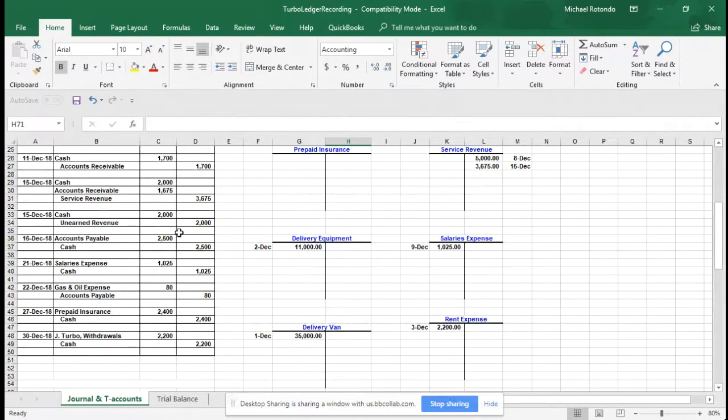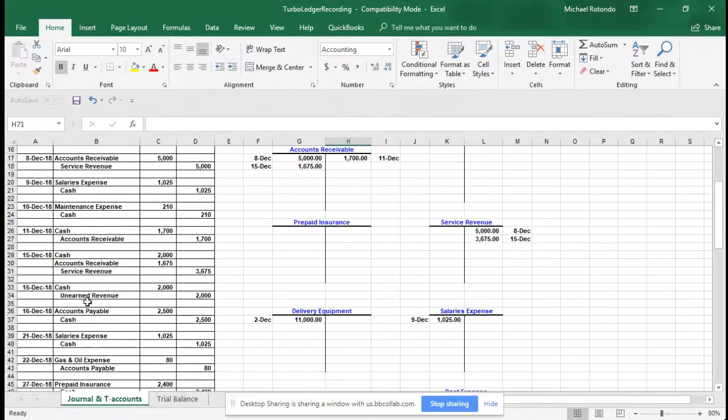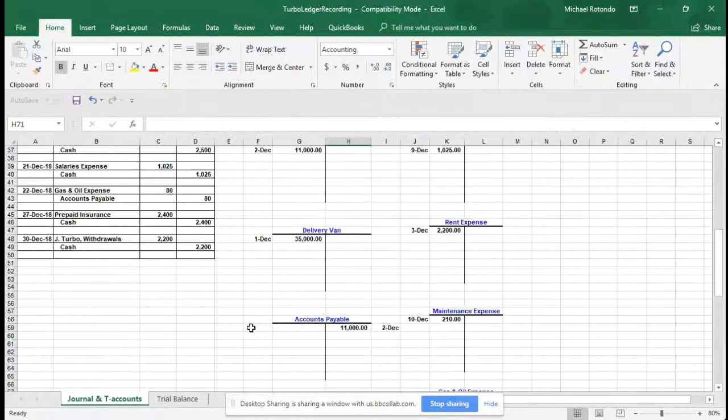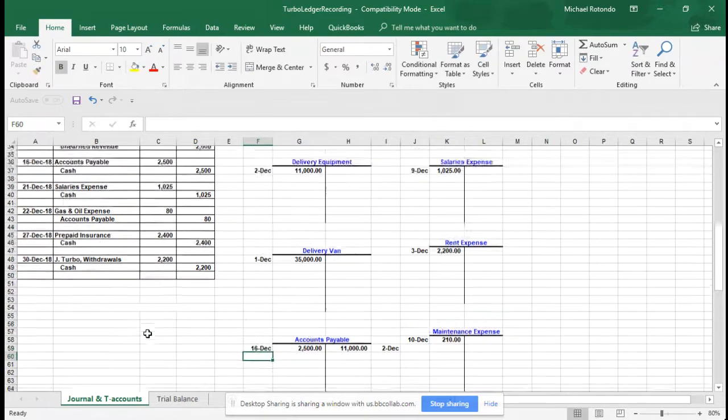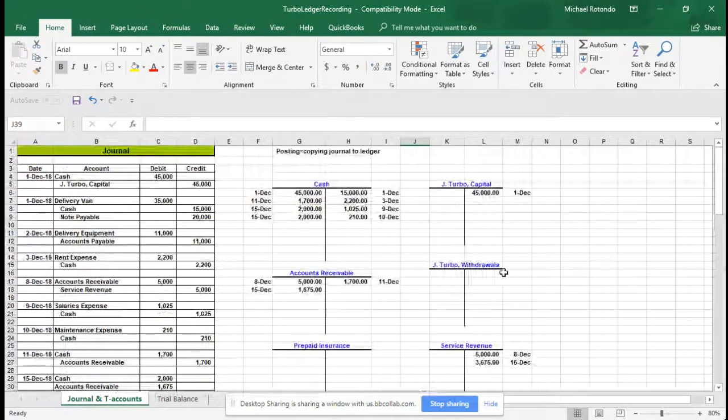Okay, and then we have a debit to accounts payable, which means we must have paid something off or paid part of something. So on 12/16, we have a debit of $2,500. And then we have a debit to salaries expense again on the 1st. So that was $10.25 again. And a credit to cash.